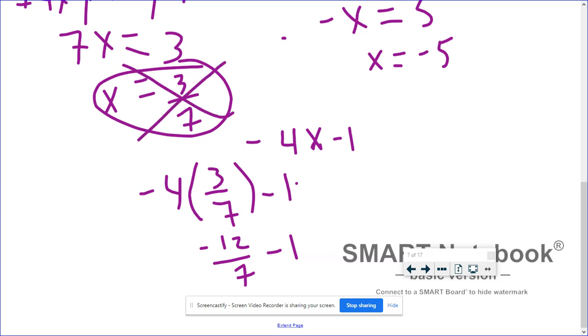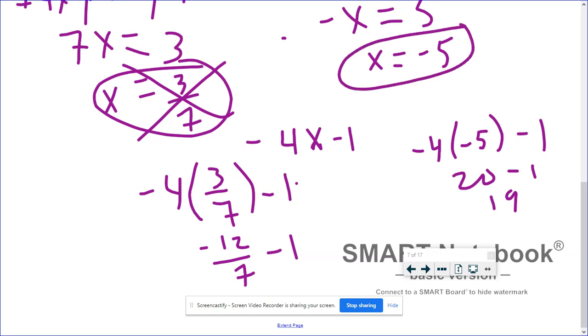If I substitute negative 5 into that expression, negative 4 times negative 5 minus 1. Negative 4 times negative 5 is positive 20. Minus 1 is 19. 19 is positive. So that means x equals -5 is a good solution. And in this case, it's the only solution because the 3/7 was extraneous.